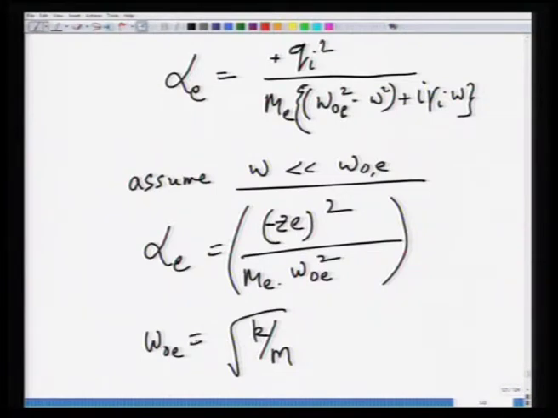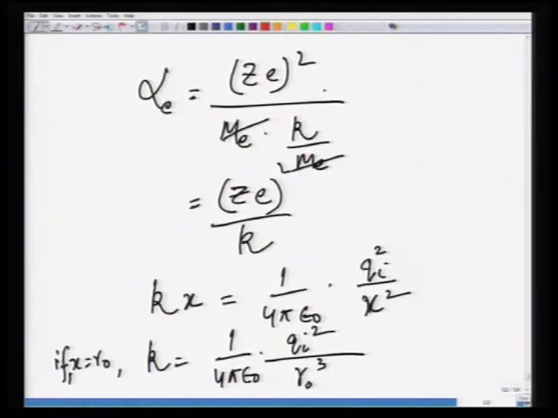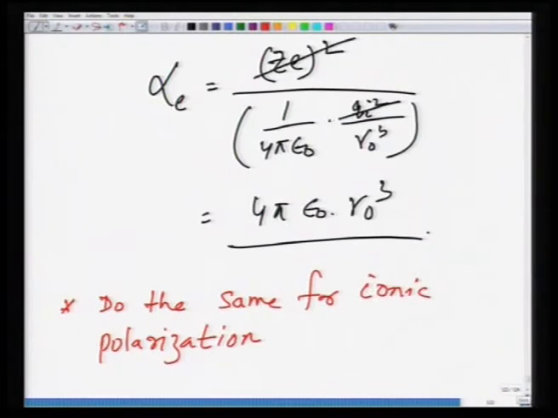and omega naught E can be related to your spring constant, where omega naught E is equal to root k by m, and if you make the substitutions, alpha becomes equal to Z e square divided by k, and from the force balance you can write k x is equal to 1 by 4 pi epsilon naught q i square divided by x square, where x is nothing but r naught. So, k becomes equal to 1 by 4 pi epsilon naught into q i square divided by r naught cube, and if you make the substitution, you get the value of alpha, which is nothing but 4 pi epsilon naught r naught cube.